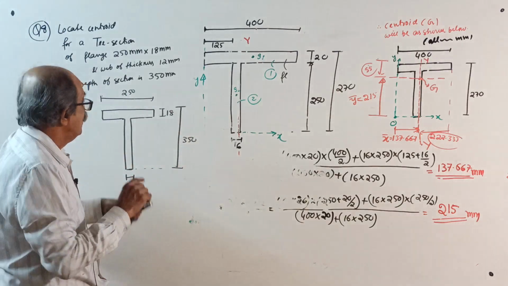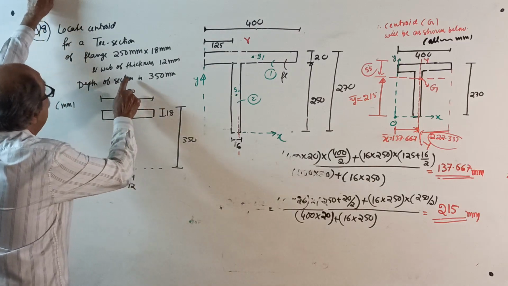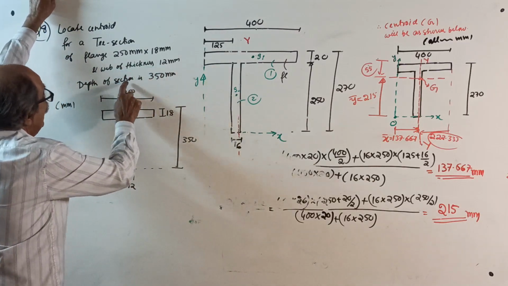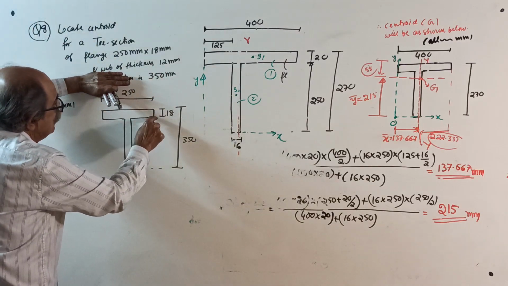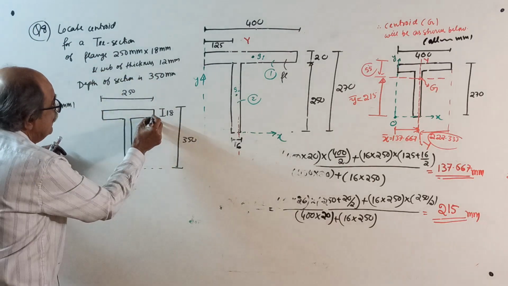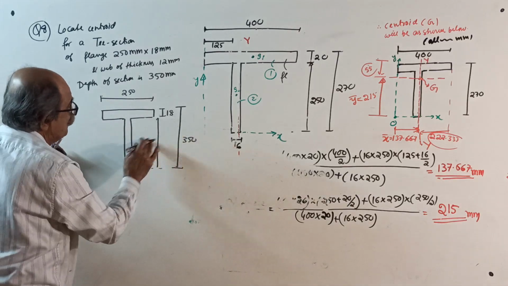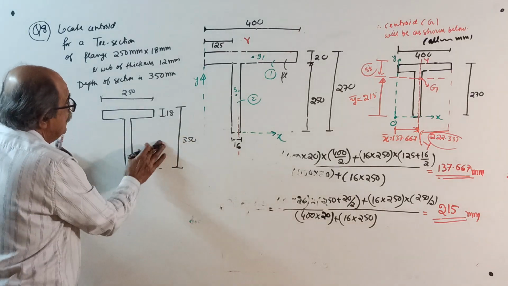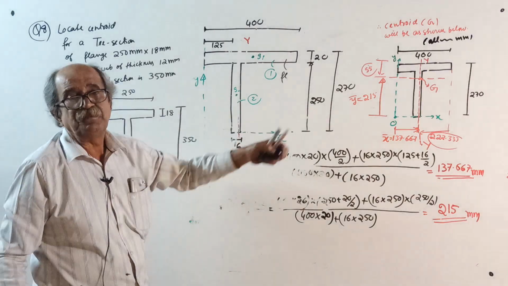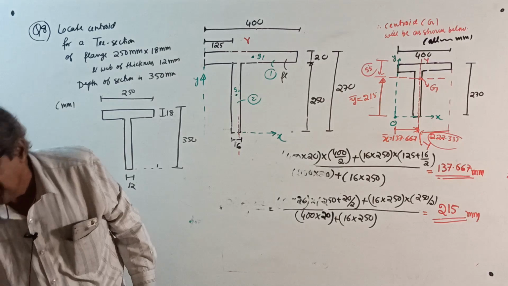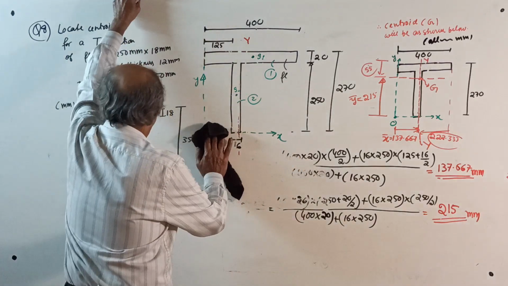Now one more note. Suppose they tell web thickness is 12 and instead of depth of section, depth of web is 350. Then they are telling you this is 350, then that you have to calculate. How? To 350 you add 18, like last time. That much I think everybody will be knowing it. Okay, now this is section.